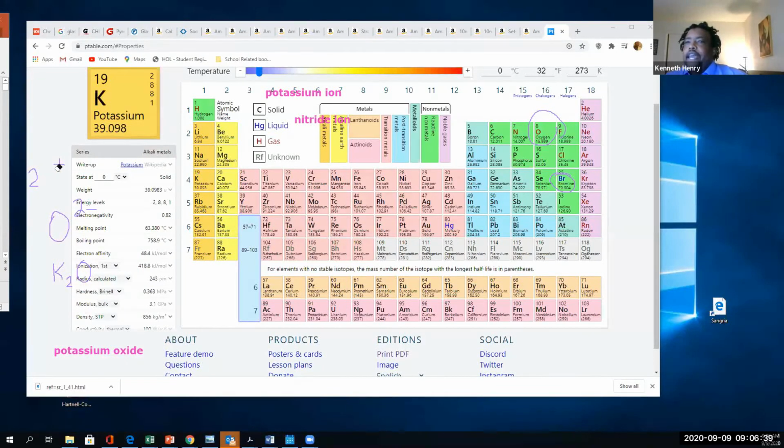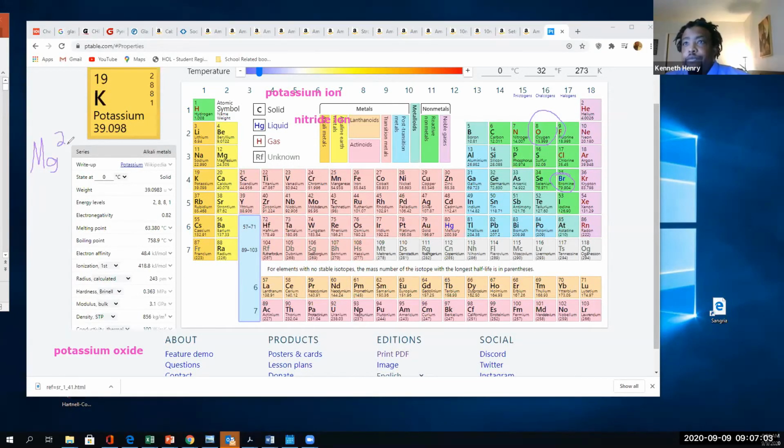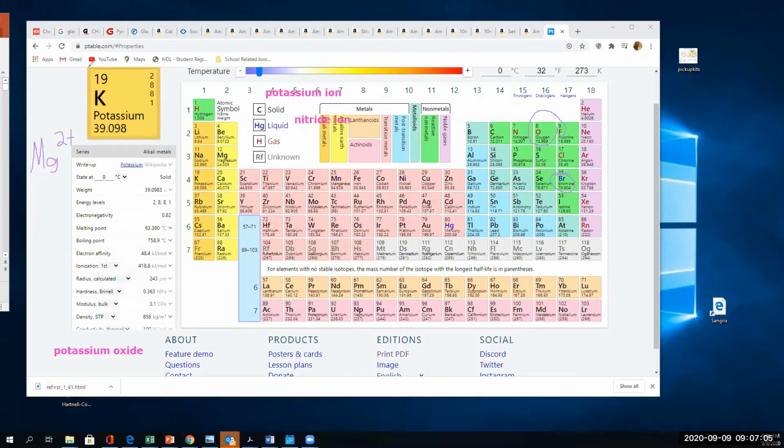Okay, so let's assume that now we have magnesium. If I have magnesium, what is going to be the charge on magnesium? +2. It's going to be +2. So what are we going to name this ion? Magnesium ion.